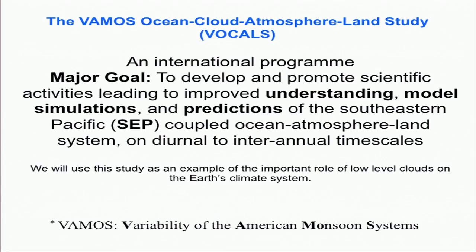So the major goal was to try and develop and promote scientific activities to improve our understanding, and improve climate model simulations and predictions of what's called the Southeastern Pacific region, or SEP. And to do that, you have to look at coupled ocean atmosphere land systems and interactions. And they wanted to look at it on diurnal as well as much longer time scales using models and satellites. So we're going to use this as an example to show how important clouds can be in those systems.